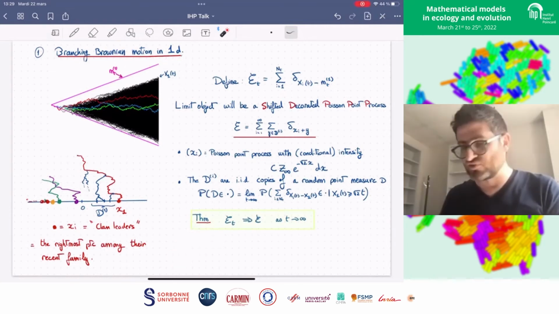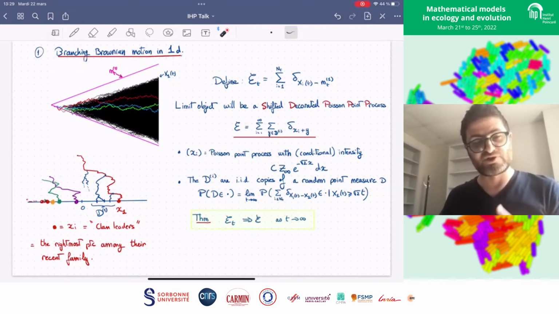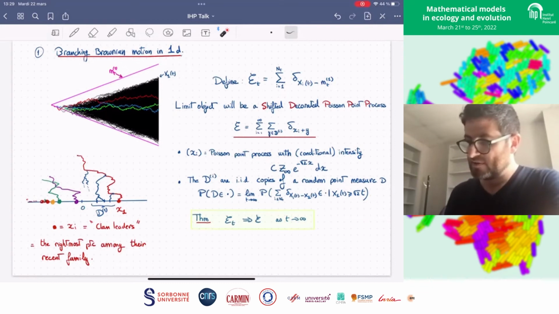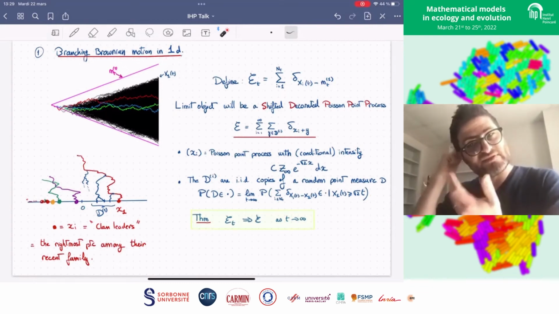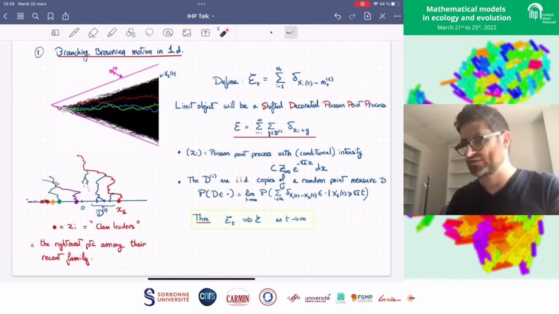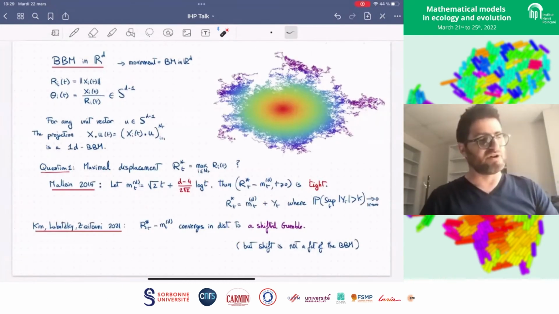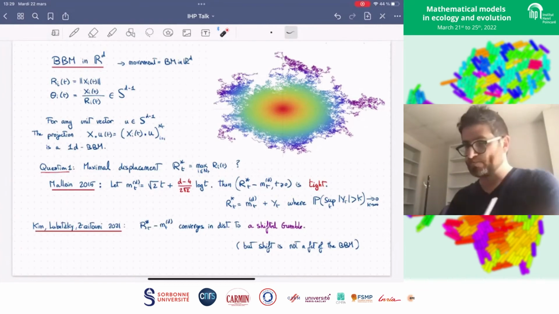And then you need to add up all the other particles which you have forgotten, and that's those particles here, and they form the decoration. Okay, so that's this interesting structure of the extremal point process in dimension 1. So now let's go back to dimension 2.